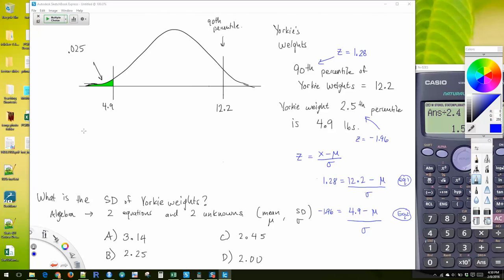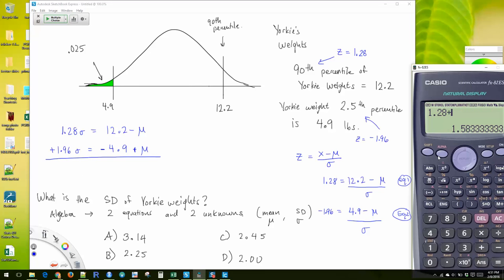We have two equations, two unknowns. For the first one, I'm going to multiply both sides by sigma. I'll get 1.28 sigma is equal to 12.2 minus mu. If I multiply both sides of the second one by sigma, I'll get -1.96 sigma is equal to 4.9 minus mu. Then I'm going to multiply this entire equation by -1, both sides, so I will get +1.96 sigma equals -4.9 plus mu. I'm going to add these two equations together.